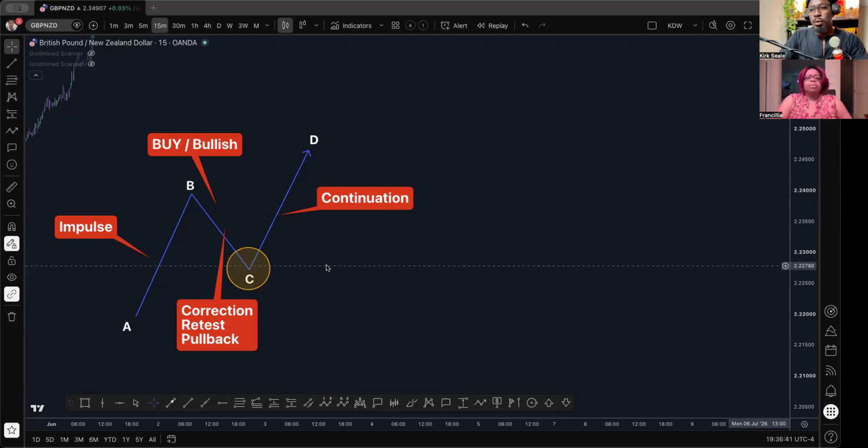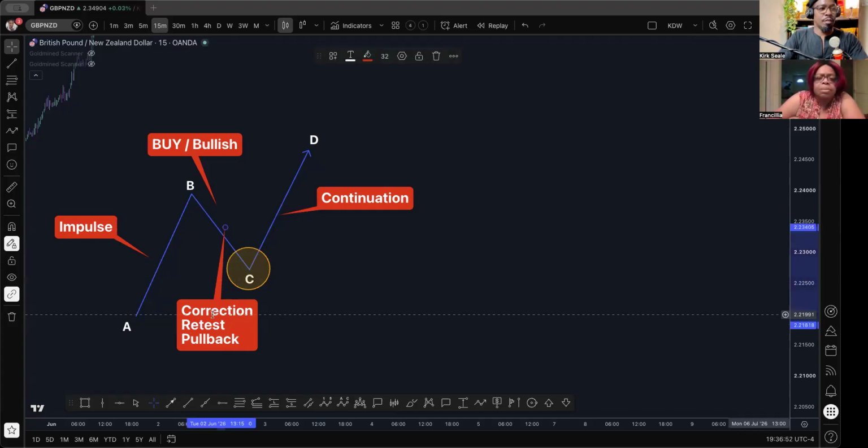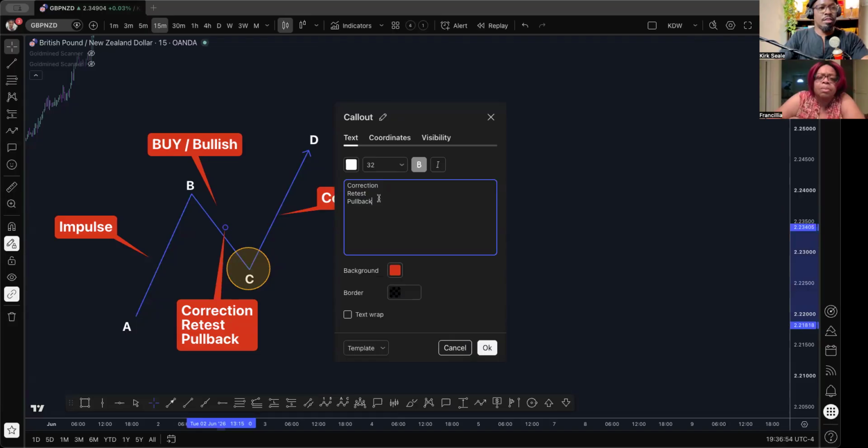All right. So with this one pattern, it has these three phases: the impulse, the correction, and the continuation. I'm just going to put this as correction just for the sake of the conversation. Just these three.